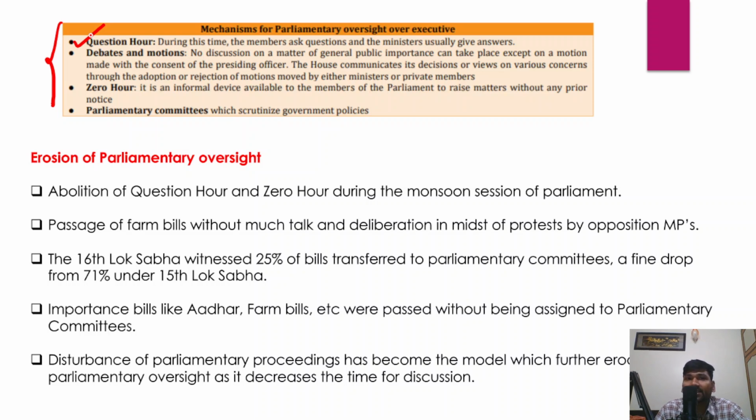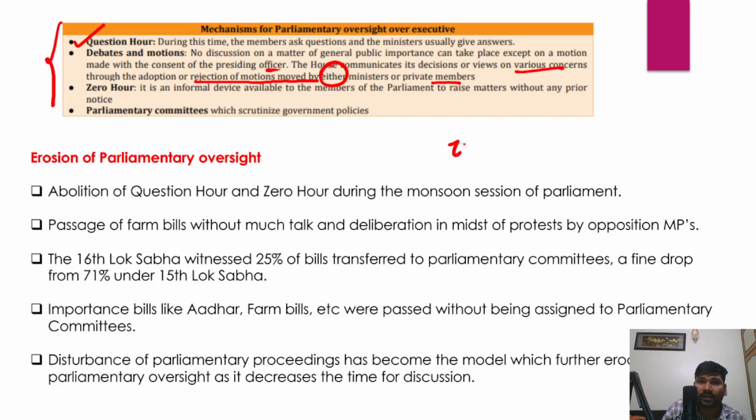And secondly, debates and motions, right? So no discussion on a matter of general public importance can actually happen in the house. It only happens through a motion made with the consent of the presiding officer. And in fact, the House communicates its decisions or views on various concerns through the adoption or rejection of motions which are moved by either ministers or the private members.